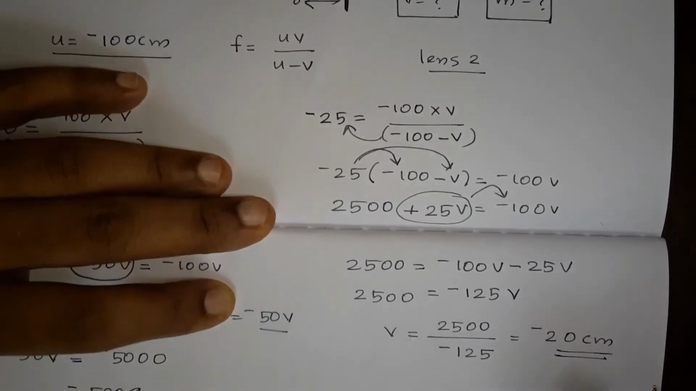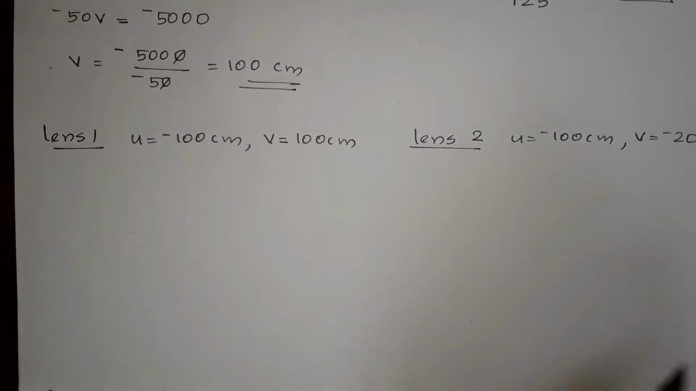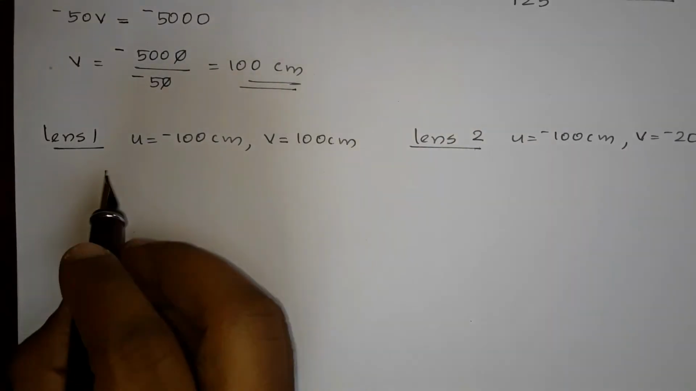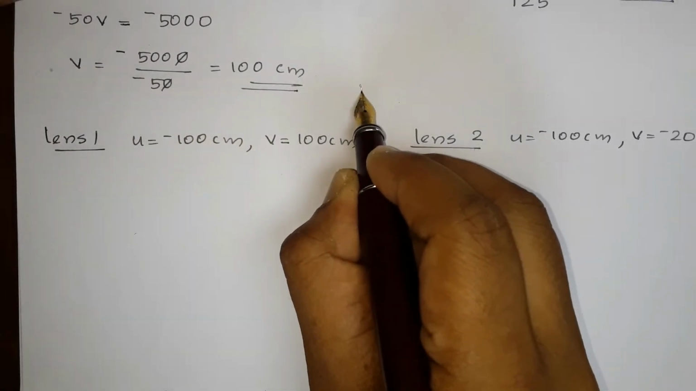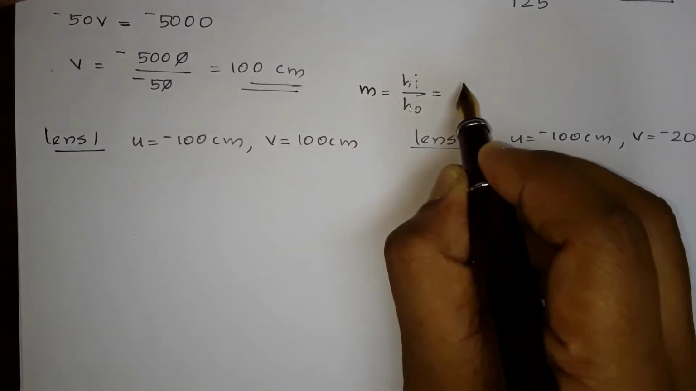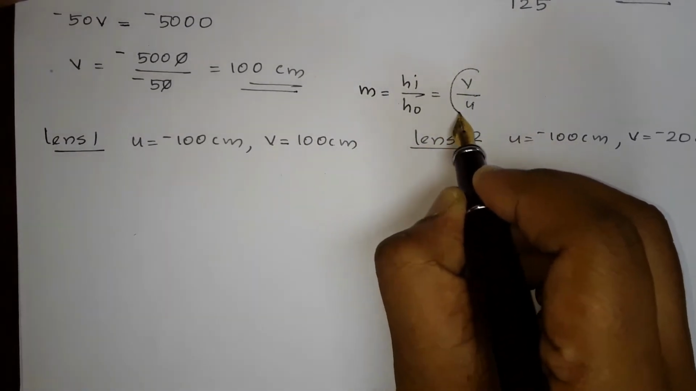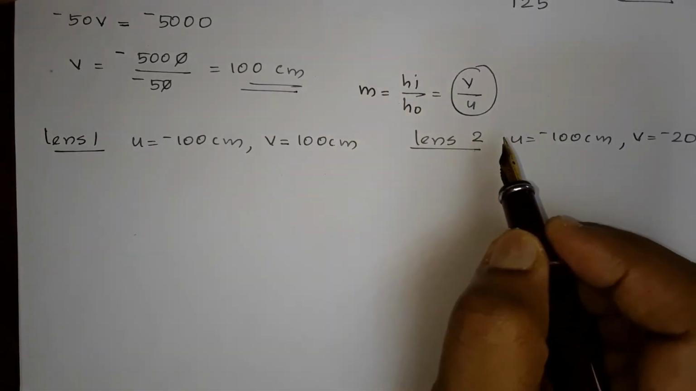That is v in case of the second lens. Question is not over. We have to find the magnification also. Okay. Anyways, we learned the equation for magnification. M is equal to HI by HO. That is same as V by U. We will use this equation here because we don't know anything about HI and HO here.